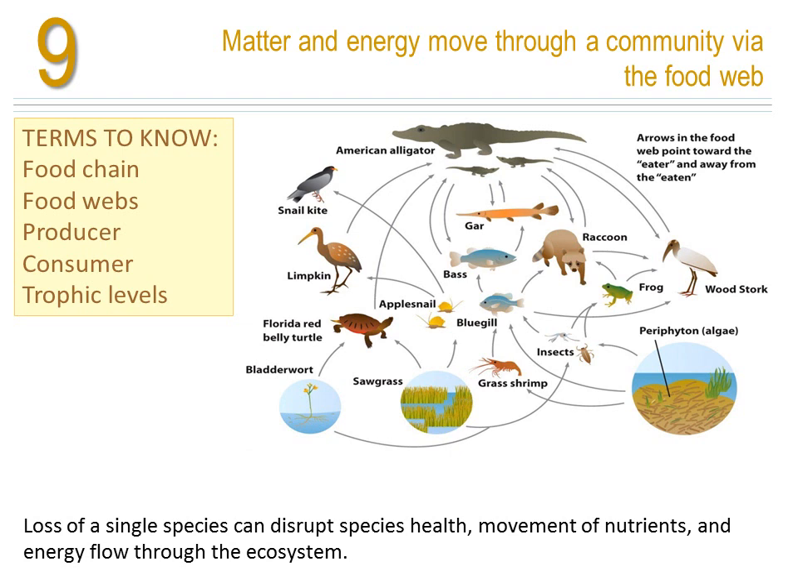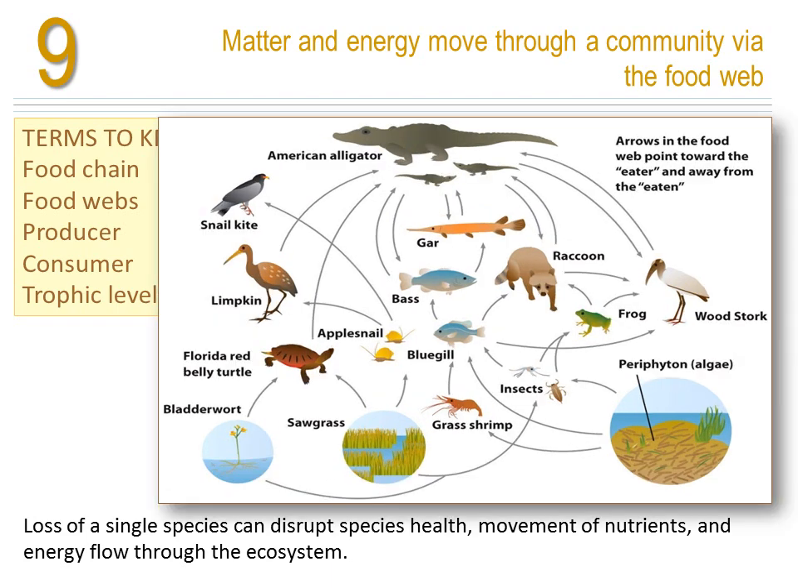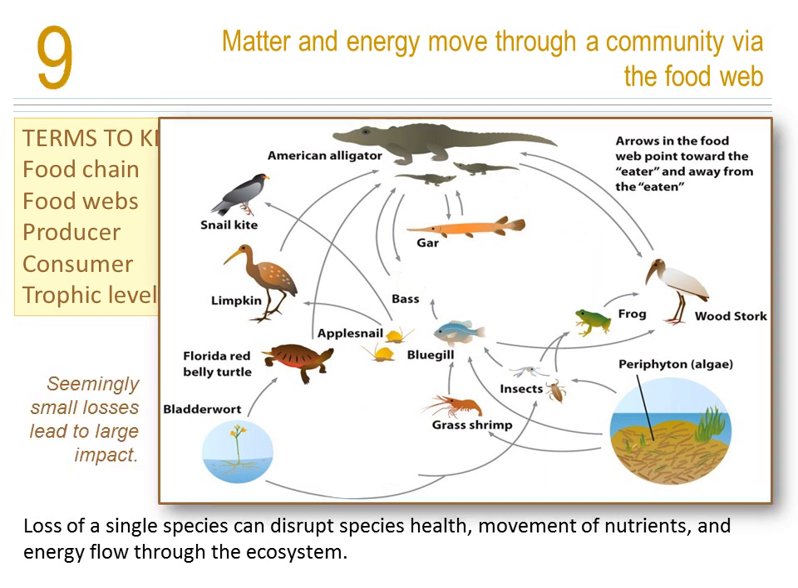Okay, so when we lose a single species, it can disrupt now the health and the movement of nutrients and the energy flow through that entire system. Okay, we just took away a raccoon and a sawgrass because instead of the sawgrass, we're going to blow that over and make a house. And so we're not going to be able to hang out there. And because of all of our noise and our lights, we're going to scare off the raccoons too. So let's take the raccoon and the sawgrass out there.